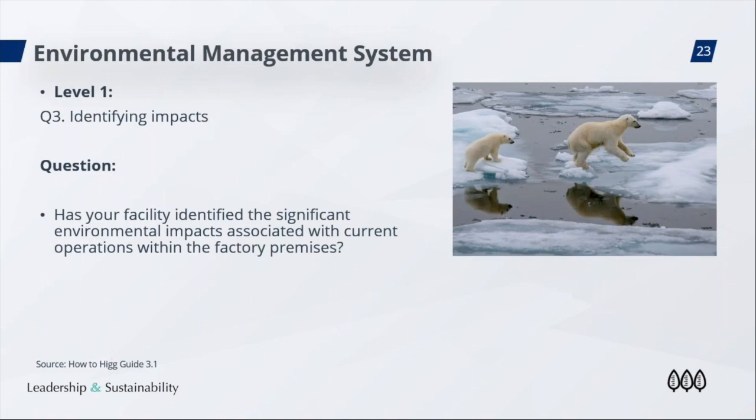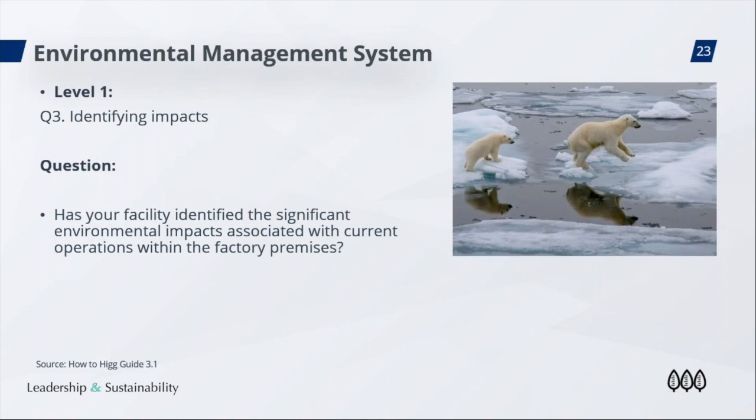However, usually it doesn't prioritize the impacts and aspects. So it doesn't really clearly explain what are the significant environmental impacts. And very often the document is also old and outdated. So if you have a factory that is older than 3 years, this document is probably not actual anymore.